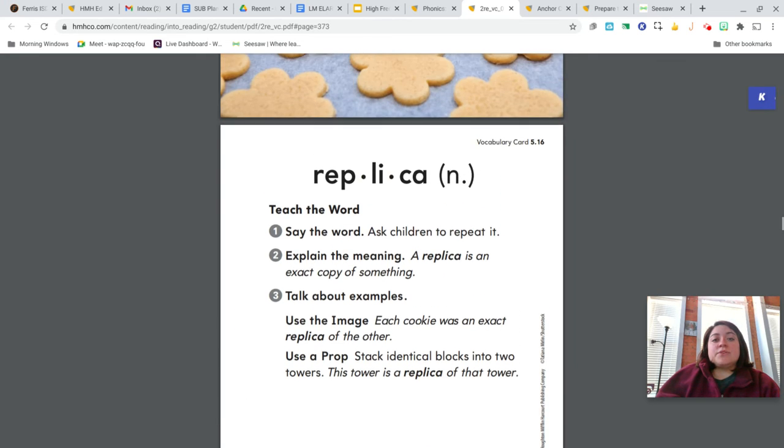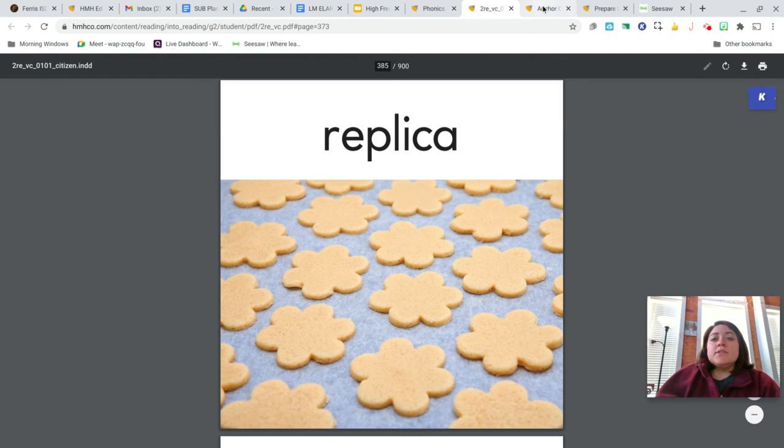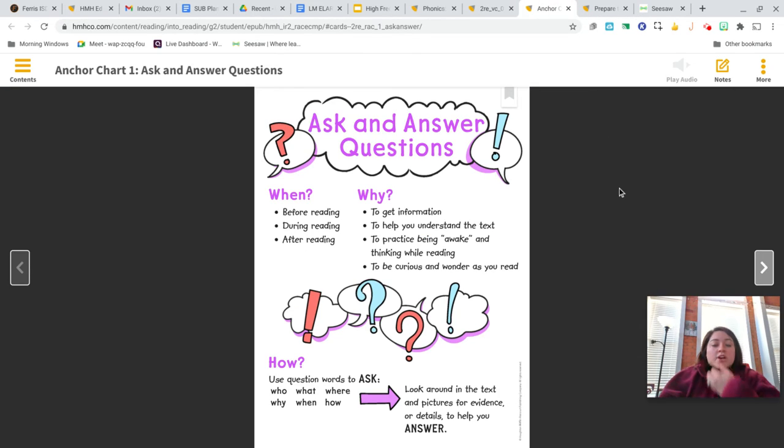All right. So we are finished with our power words. We did a really good job. Now we're going to our anchor chart. So this is our skill. This is the poster of our skill. And so we've already learned about this at the very first day of school. And this is ask and answer questions. So when do we ask these questions? It's before reading, during reading, and after reading is when we ask questions and answer them.